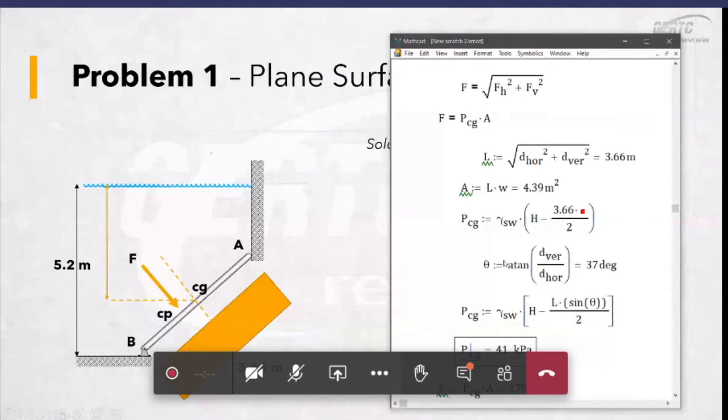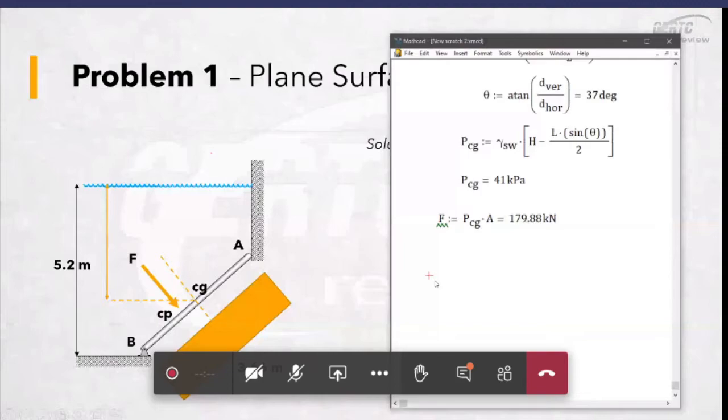You cannot say that you will also consider this other part; no, the area you focus on is only the submerged plane. I hope you understand that one very well. So with that, let's go to part number 2.